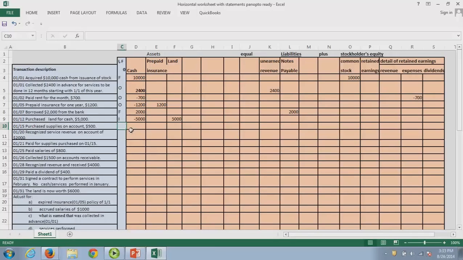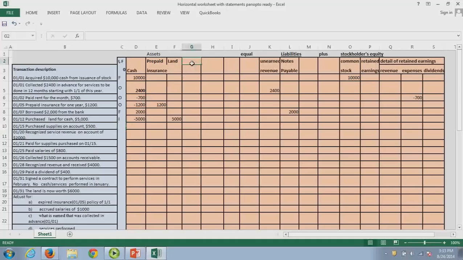Next, we purchase supplies on account. The term on account means there's no cash. So either we owe the money on accounts payable or a customer owes us money on accounts receivable. Since we're buying something, it makes sense that it's going to be our accounts payable.